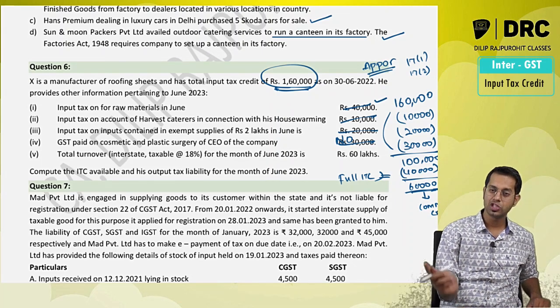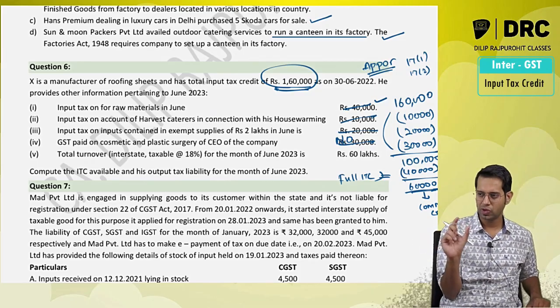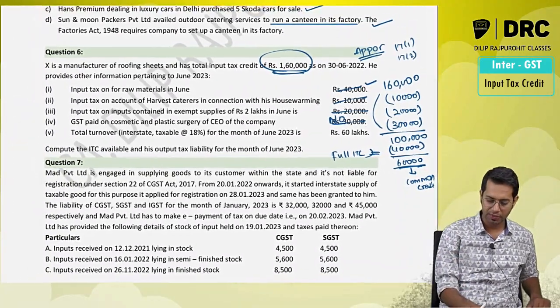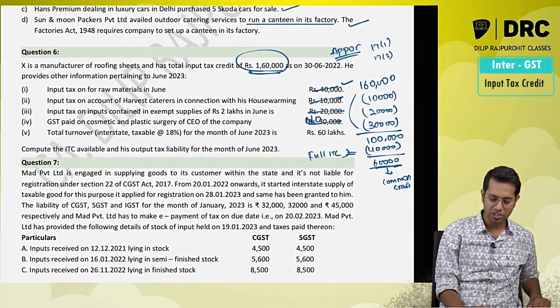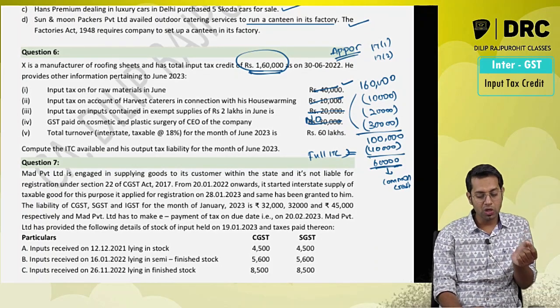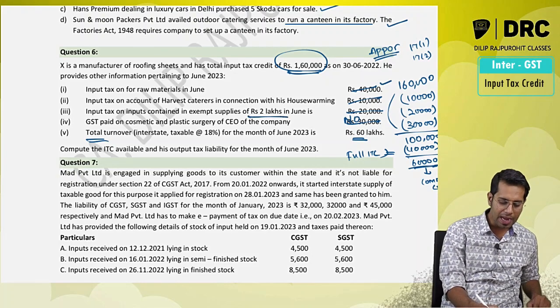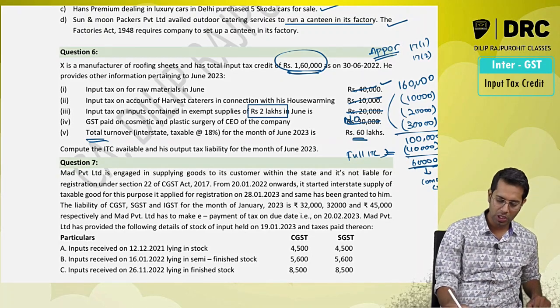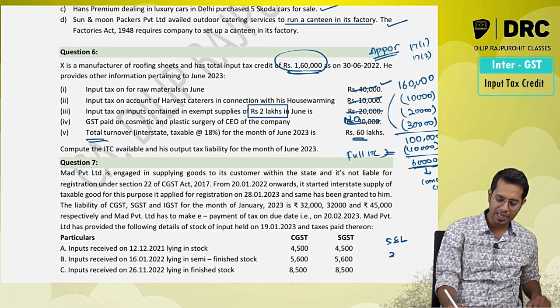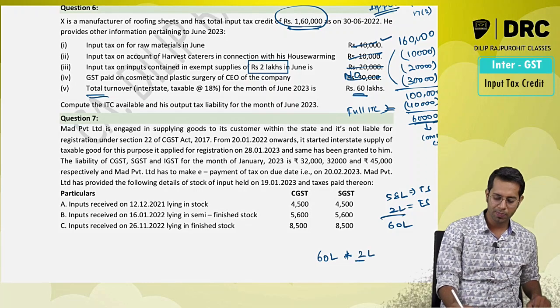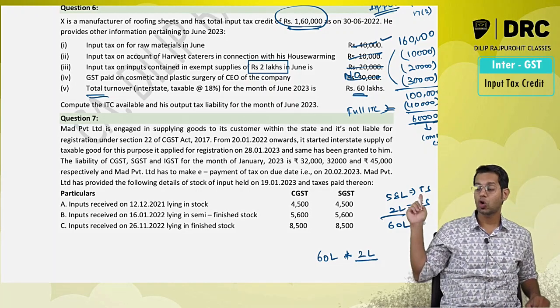60,000 is the amount of credit which is used for taxable as well as exempt supplies. This 60,000 rupees credit is required to be apportioned to taxable as well as exempt supplies. They say that total turnover is 60 lakh rupees and exempt supplies is 2 lakh rupees. So can I say my taxable supplies is 58 lakhs and exempt supplies is 2 lakhs, so total turnover is 60 lakhs. So this 60,000 is going to be distributed to the exempt purpose proportionately. This is called common credit.